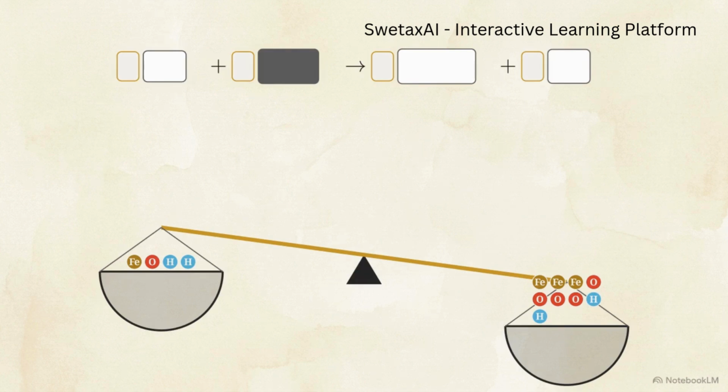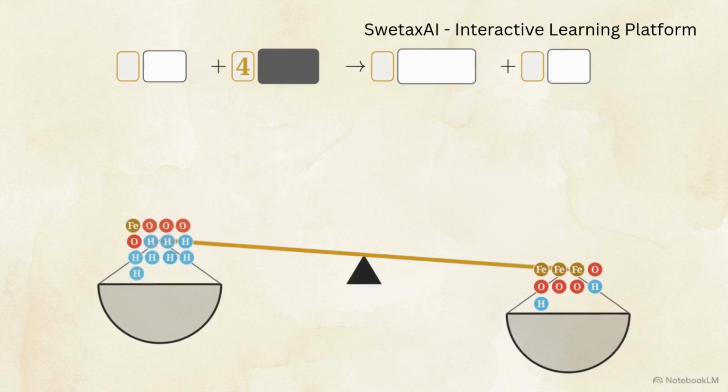We begin by identifying the compound with the most atoms, the iron oxide on the right. Specifically, we need to address those 4 oxygen atoms. To match them on the left side, we add a numerical multiplier, a coefficient of 4, in front of the water molecule. While the oxygen is now balanced, we've created a new discrepancy.